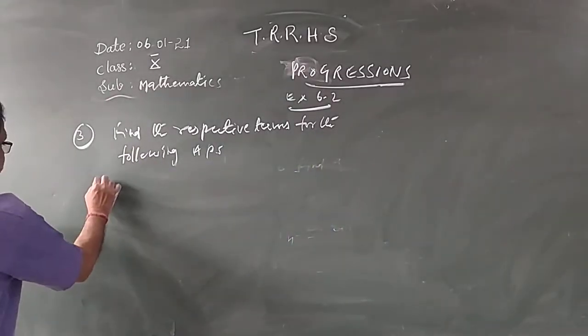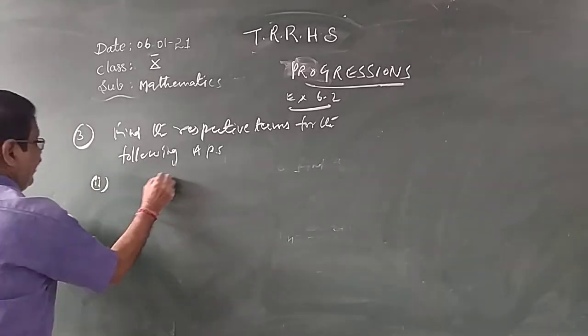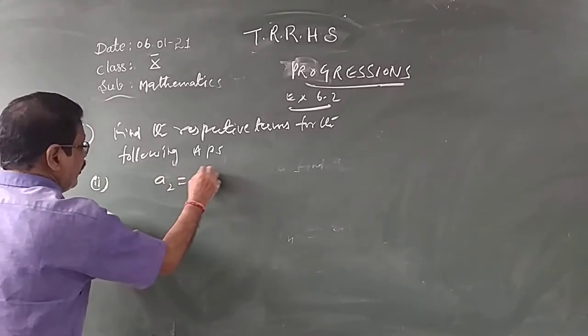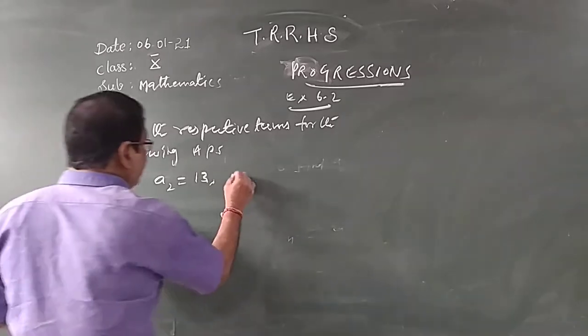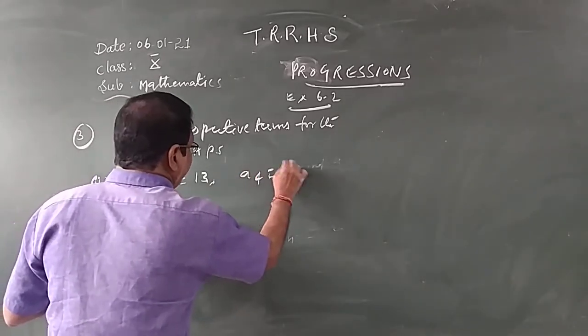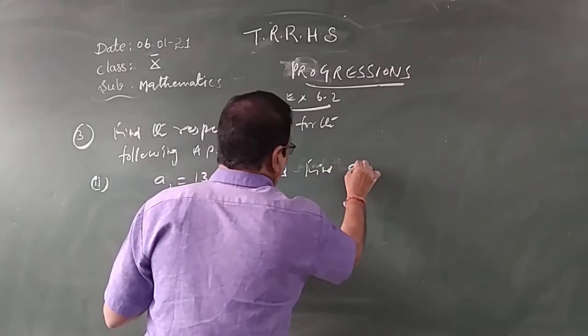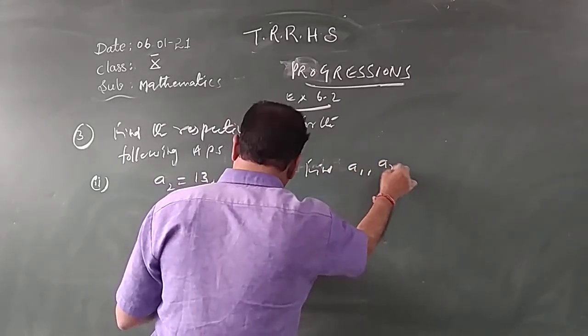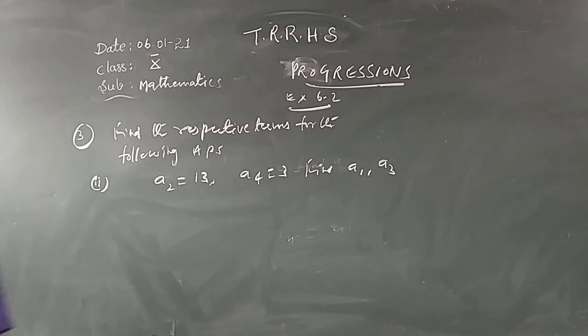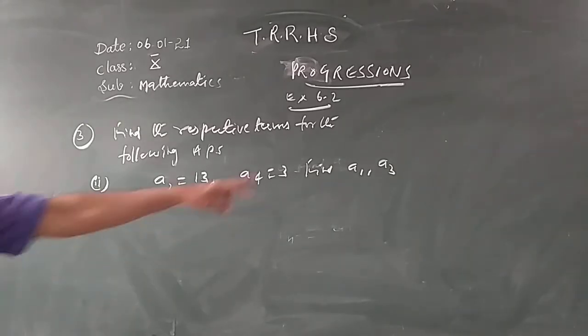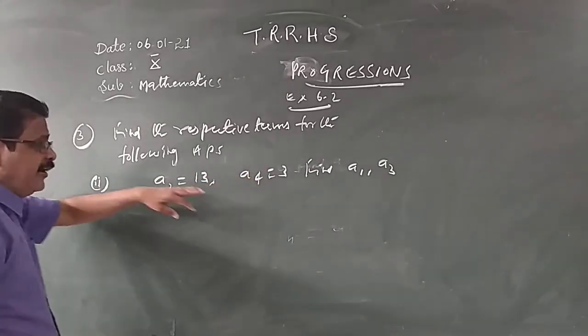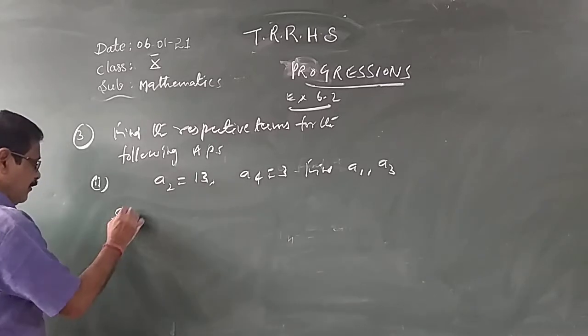In this second bit, A2 is equal to 13 and A4 is equal to 3. Find A1 and A3. A1 means first term, A3 means third term. So what is given here? A2 given, A4 given.